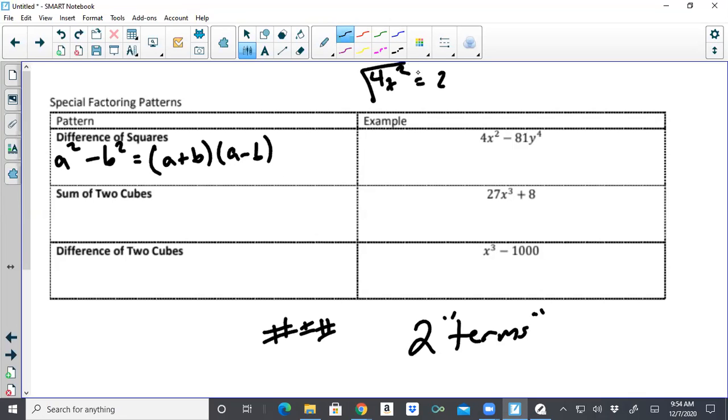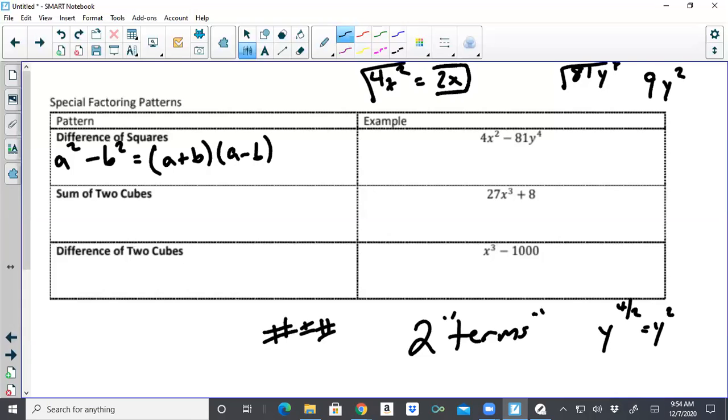The square root of 4 is 2. The square root of x squared is x. I'm going to do the same thing with 81y to the 4th. I'm going to square root it. The square root of 81 is 9. And then the square root of y to the 4th, the easiest way to do this is to say y to the 4th and then divide that 4 by 2 to get y squared. So this would end up being 9y squared.